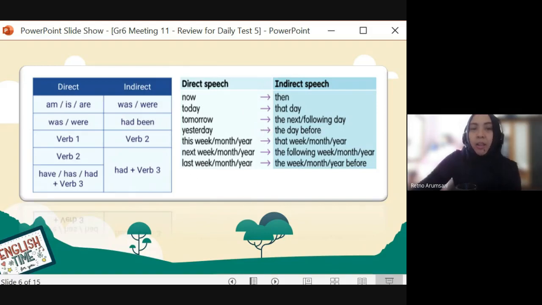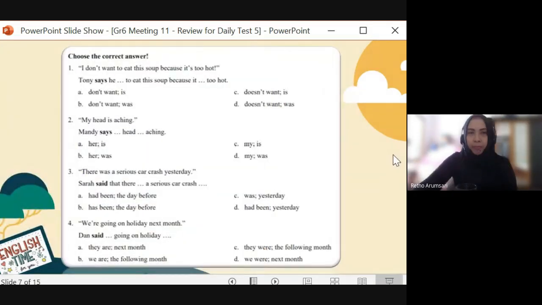But this is still reviewing, right? It means that you can check this out. All right. Next, choose the correct answer. Number 6. "I don't want to eat this soup because it's too hot," it says. Look at the saying word. What is the saying word? Says.